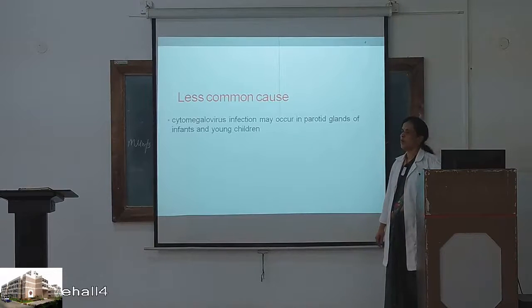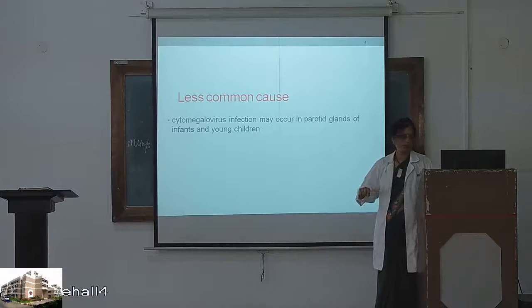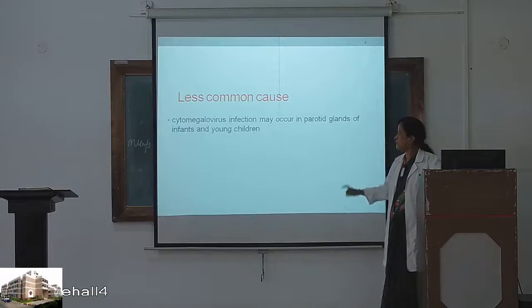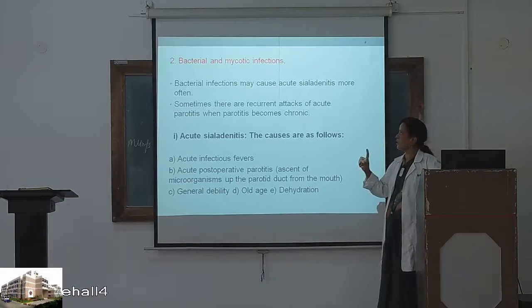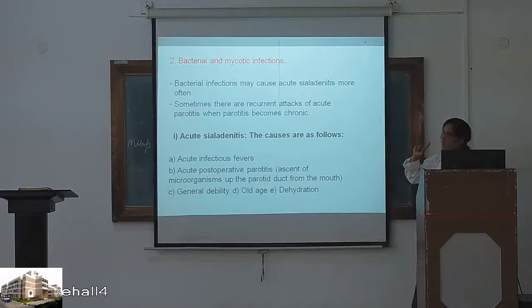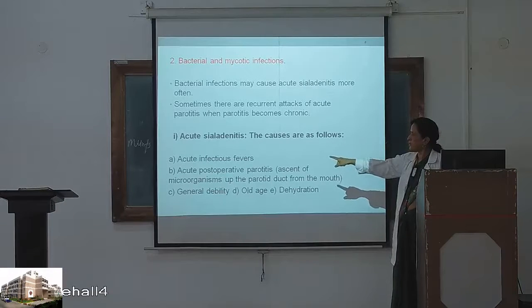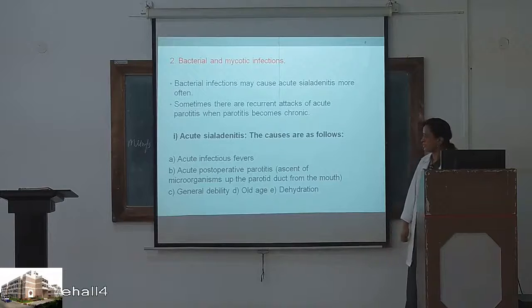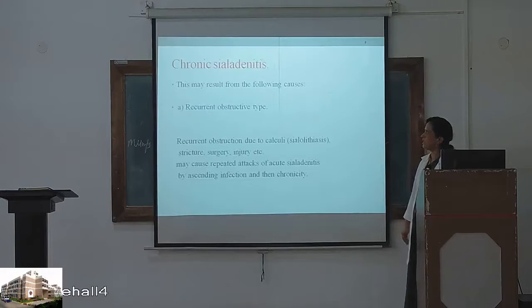Now, less common causes. The viral cause for parotitis is mumps virus. Then less common is cytomegalovirus infection. Then the second cause is bacterial or mycotic infections. Bacterial infections most often cause acute sialadenitis. Sometimes there could be recurrent attacks of acute parotitis. Acute sialadenitis occurs in acute infectious fevers, acute postoperative states and general debility, old age and dehydration.